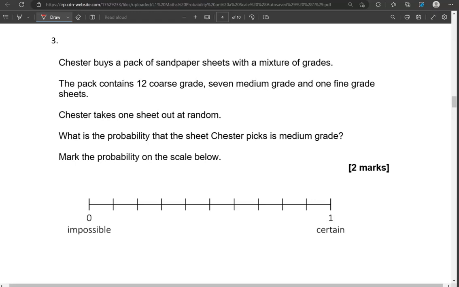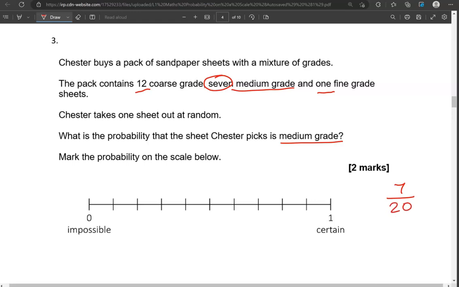Chester buys a pack of sandpaper sheets with a mixture of grades. The pack contains 12 coarse grade, 7 medium grade, and 1 fine grade sheets. Chester takes one sheet out at random. What is the probability that the sheet Chester picks is medium grade? Mark the probability on the scale below. So 7 of them are medium grade out of the total, which is 7 and 12 and the 1, so that is 20 in total.